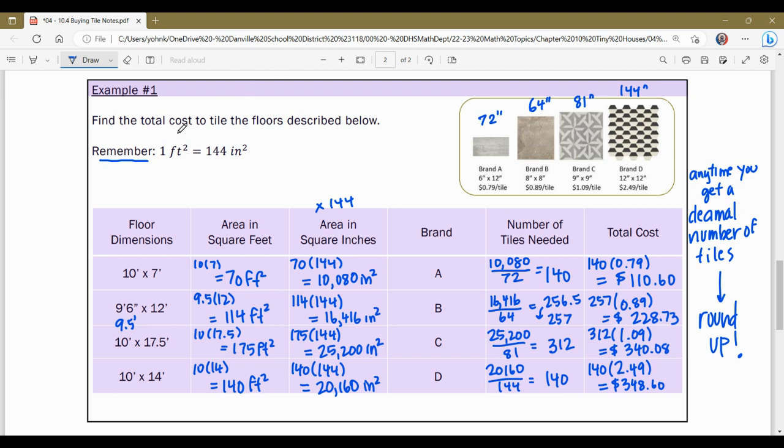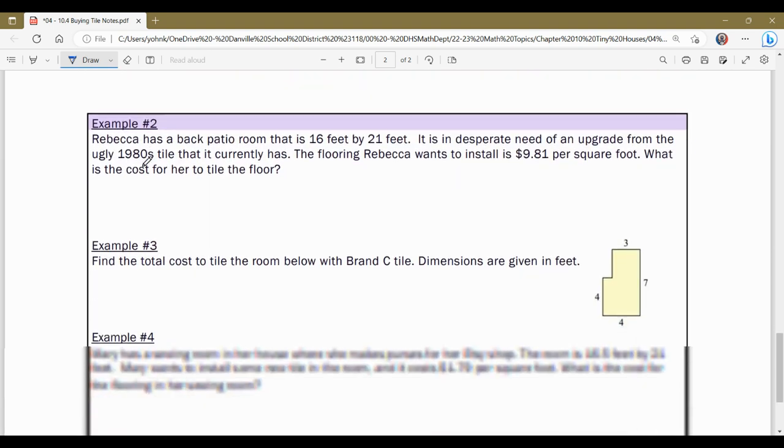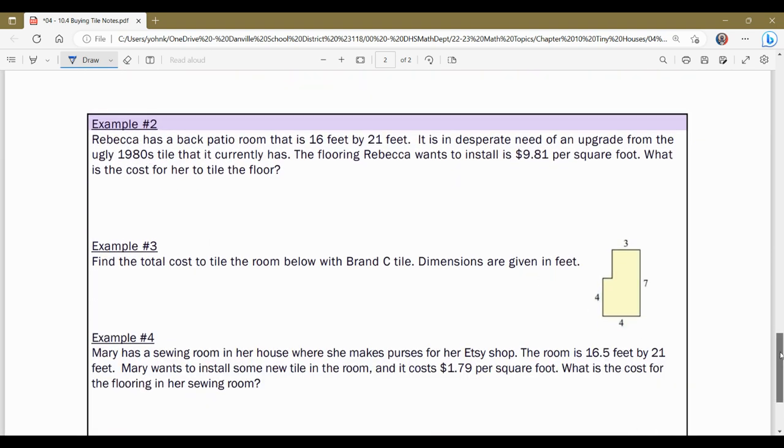All right, so the most important thing is making sure that if your tiles come in inches, you change to square inches. All right, let's take a look at some other types of examples.